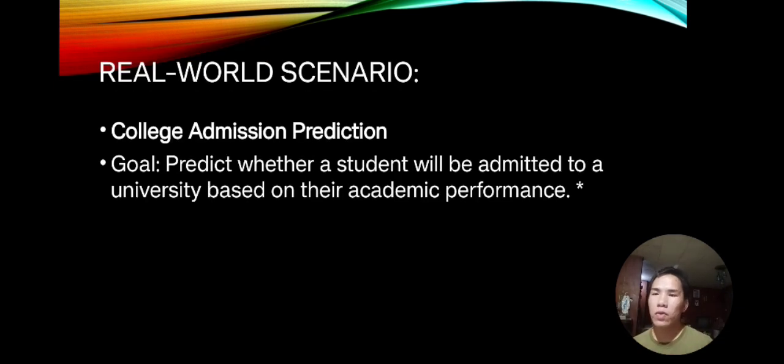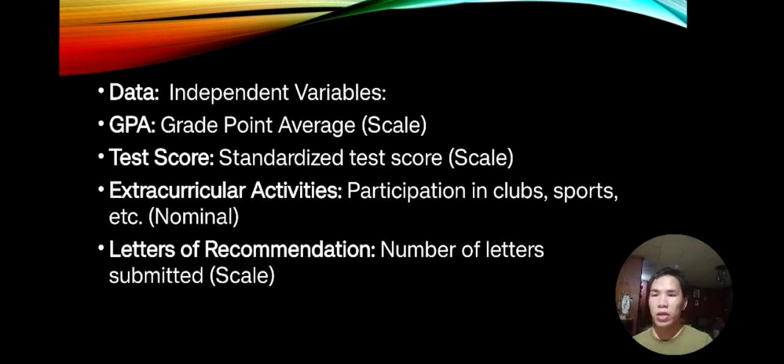Next is the real world scenario. We have admission prediction. The goal is to predict whether a student will be admitted to a university based on their academic performance. Here is the data. For the independent variables, we have the GPA, grade point average, which is scale, and the standardized test score, which is also scale.